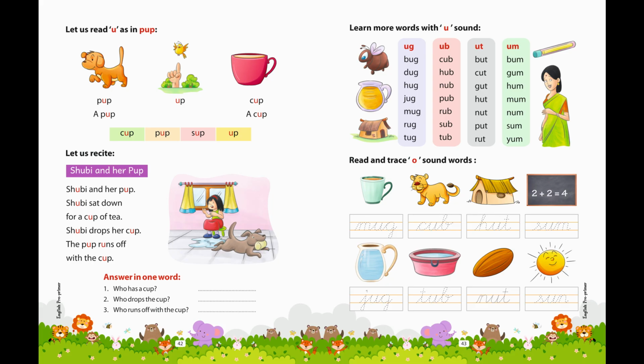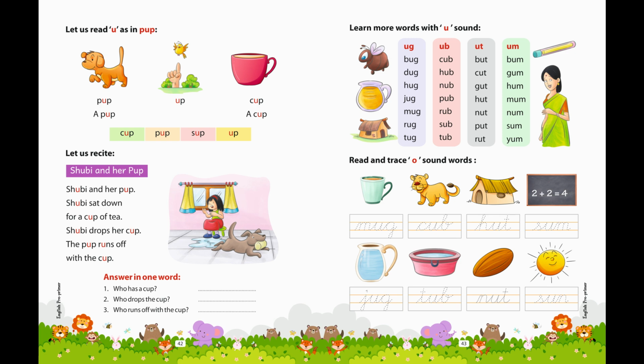Learn more words with U sound. Let's read some more words with a short U sound. From UG family, bug, dug, hug, jug, mug, rug, tug. From UB family, cub, hub, nub, pub, rub, sub, tub. From UT family, cut, gut, hut, nut, put, rut. From UM family, bum, gum, hum, mum, num, sum, yum. Say these words slowly and clearly. Good job.